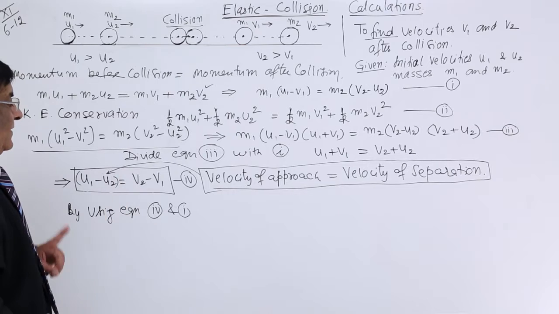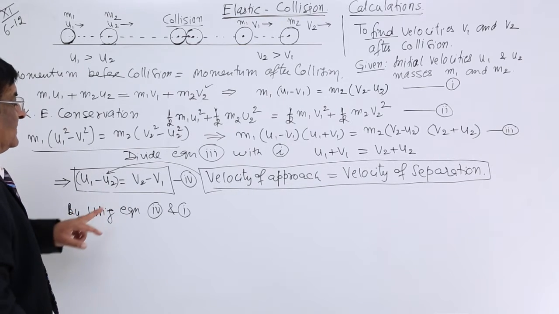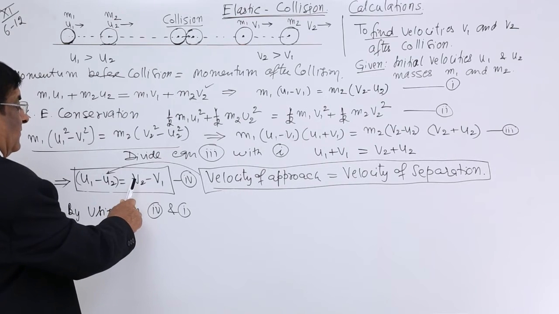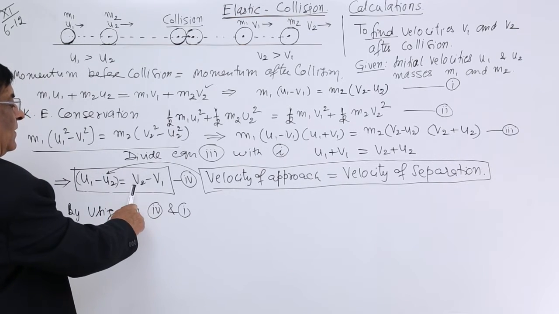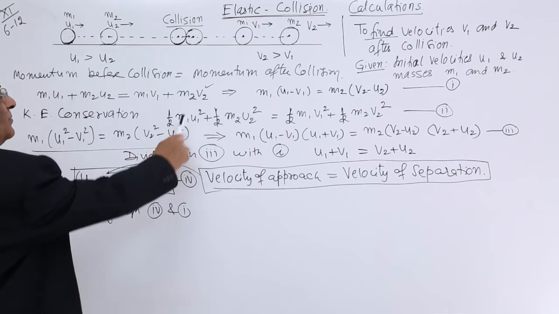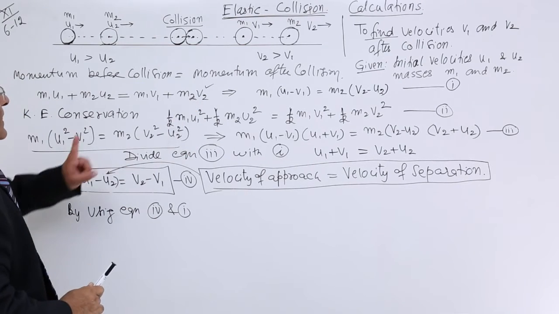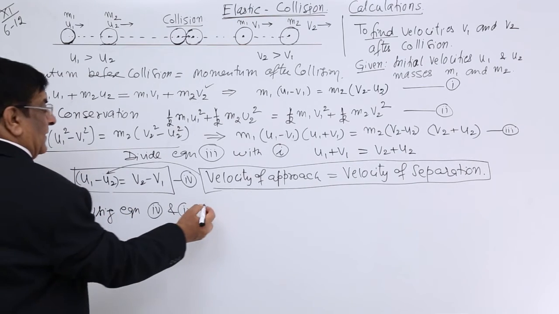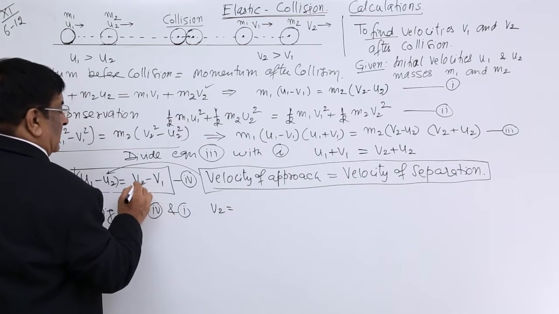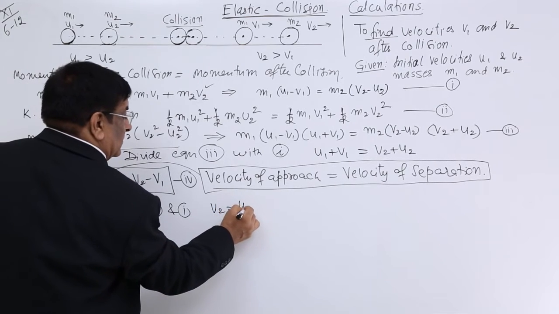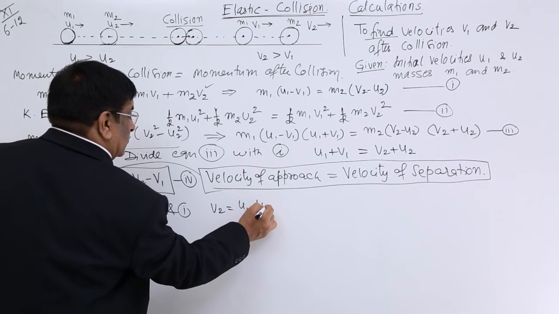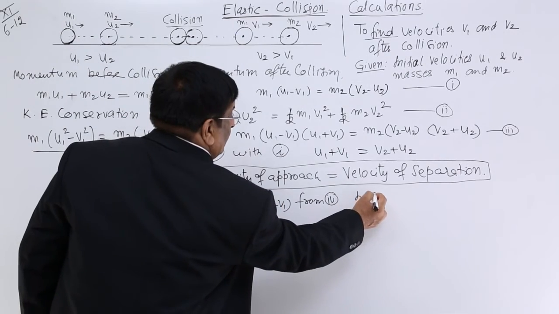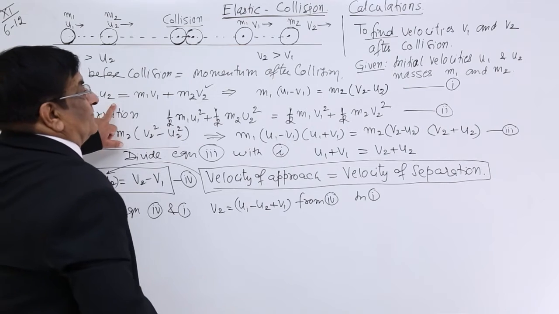Okay, from here, if we want to find out velocity v1, then what do we do? We find v2 value from this equation and put this value here. So we get only one unknown, v1, and we can always find it out. So what is v2 here equal to? v2 here is equal to u1 minus u2 plus v1. This is from equation 4. We put it here.